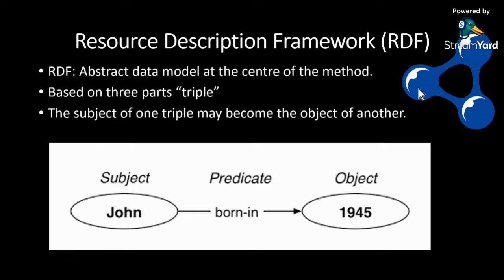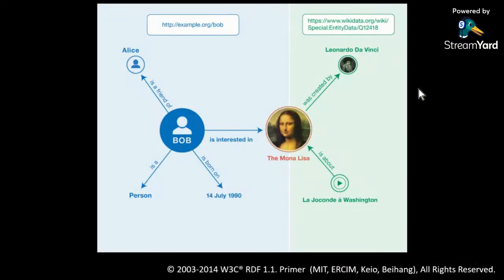So the key aspect of linked open data is that within this triple, each of these elements could be a URI. So we could have a URI that is John, we could have a predicate URI that is born in, and we could have an object. So it allows us, and I'm going to go to the next, to keep growing and growing our graph.